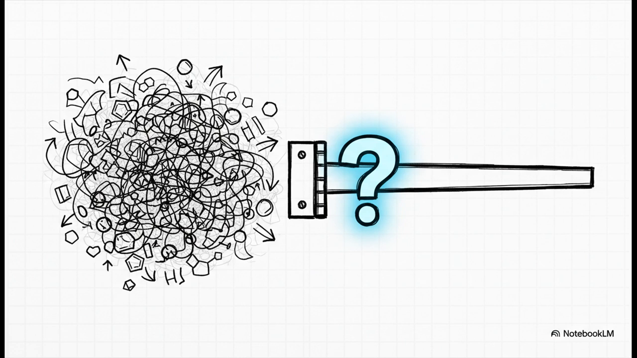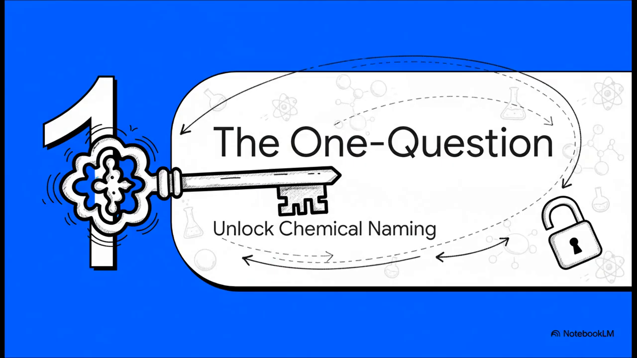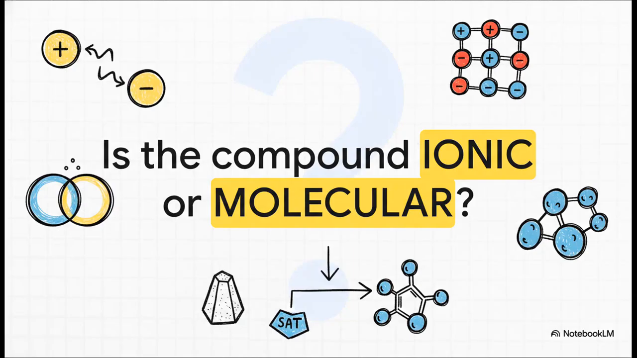You can forget about trying to memorize hundreds of different rules and exceptions. The entire system, all of chemical naming, hinges on you being able to answer just one single question right at the start. This is the master key that unlocks the whole thing. Once you get this down, you'll know exactly which set of rules to use every single time. You ready? This is the question. That is all you need to ask yourself.